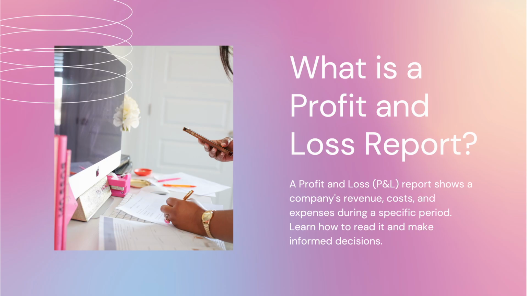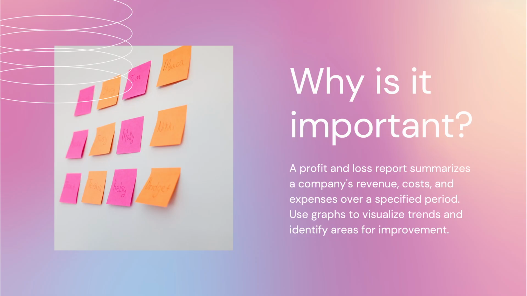So, what is a profit and loss report? I know you've heard the term, but what is it actually? A profit and loss report is a report of the business revenues, costs, and expenses during a specific period. So if you're using any kind of software like FreshBooks or QuickBooks or even Wave, you can specify the time frame you want to see how much money you made, how much money you spent, and how much it cost. And why is this report so important? It summarizes how much money the business made and how much it spent over that specific time. So then you start seeing trends, right?